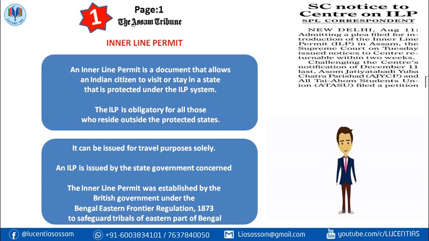The inner line permit was established by the British government under the Bengal Eastern Frontier Regulation 1873 to safeguard tribals of eastern part of Bengal.